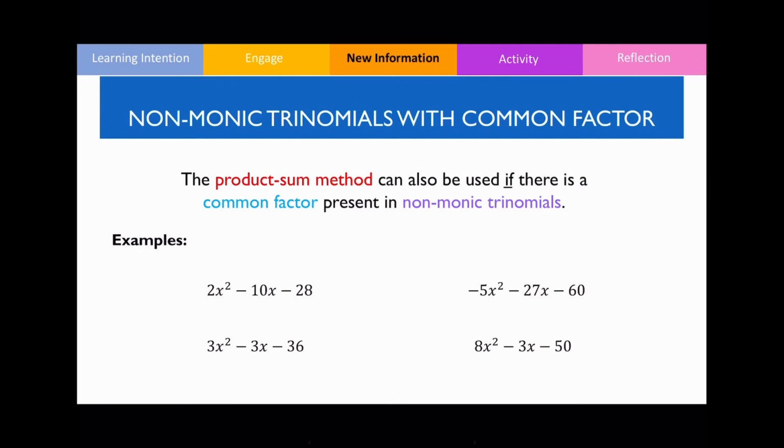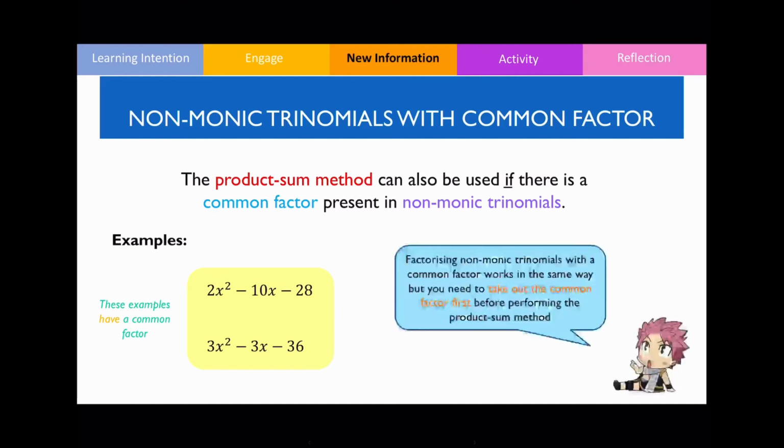In this case, down below, I've got some non-monic expressions. However, the expressions on the left-hand side do have a common factor, so you could still use the product-sum method, whereas the examples on the right-hand side have no common factor across all three terms, so you can't use the product-sum method for those. You'd probably have to use a different method to factorize them.